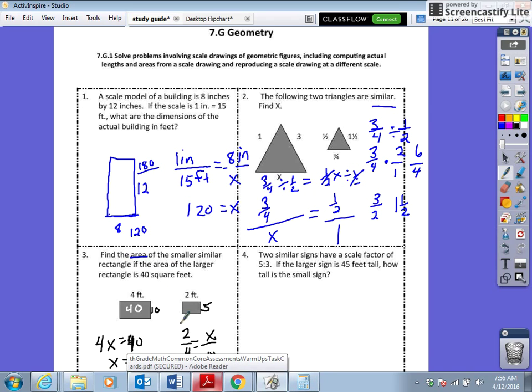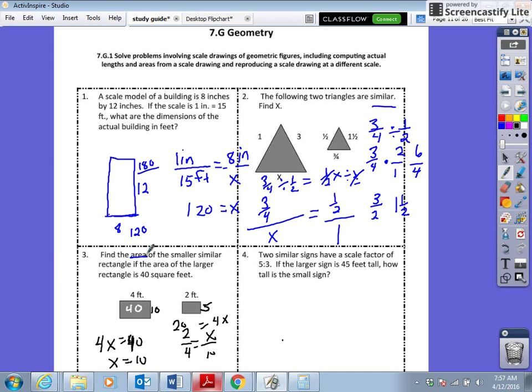So 2 times 10 is 20. And then 4 times x is 4x. And I would divide by 4, and I would see that it was 5. Okay. So again, that is what that side is. That's great. So you see, I had to figure out what that side was. Then I used that information to figure out what that side was.